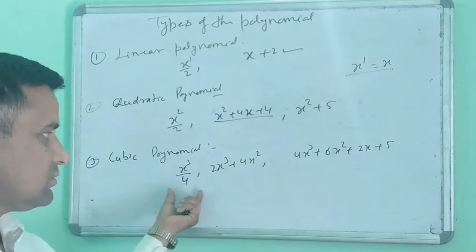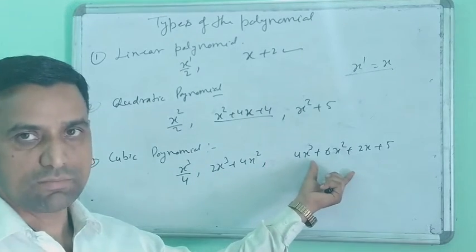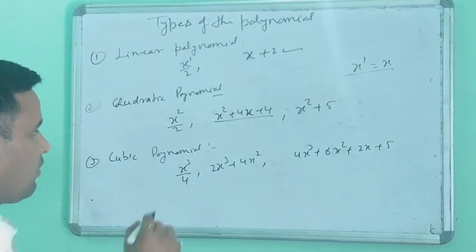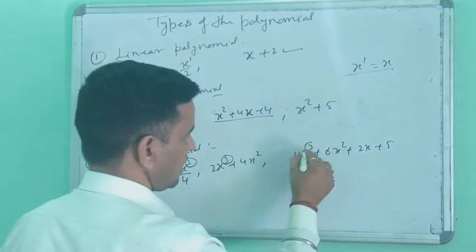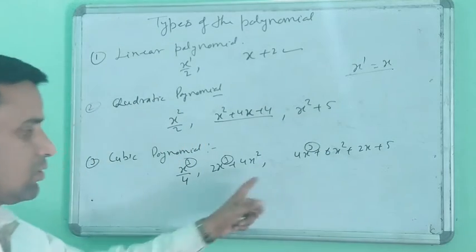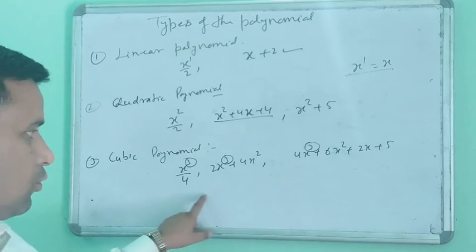Whether you write one term, two terms or three terms, the number of terms does not matter here. The highest power matters. In this the highest power is 3, here 3, here 3. So these are called cubic polynomials.